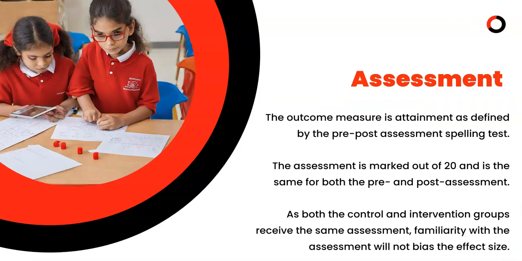So moving on to the assessment. So there's a one-page assessment guidance in the resource folder, but the outcome measure is attainment as defined by the pre and post-test spelling test. The assessment is marked out of 20, and it's the same for both the pre and the post. As both the control and intervention groups receive the same assessment, familiarity with this should not bias the impact.